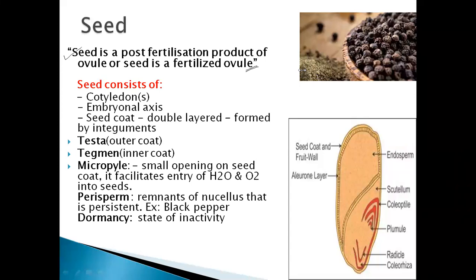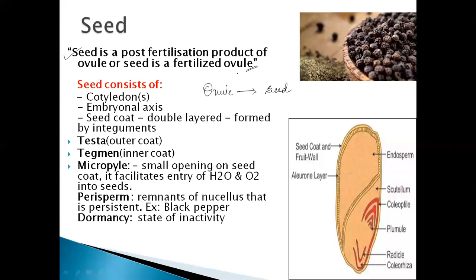Now here, what you have to learn is that the seed is nothing but a fertilized ovule, or a seed is a post-fertilization product of the ovule. It means it develops from the ovule. See what you have to remember here: seed develops from ovule. It is a fertilized product. Seed is a fertilized product of ovule.